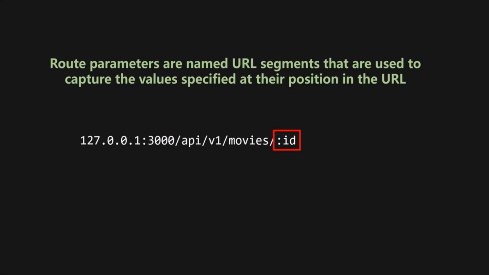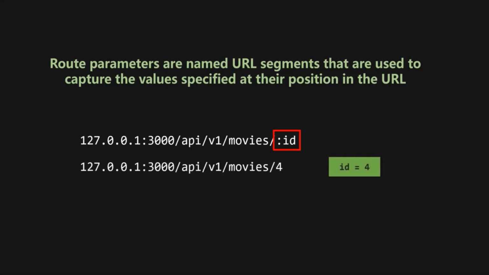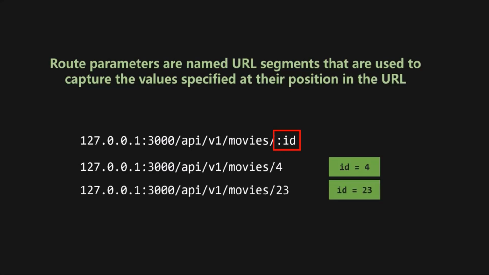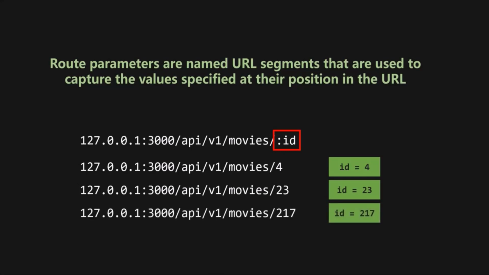For example, we can type this URL something like this. Here if you see, the value of ID is 4. In the same way, in this example, the value of ID is 23. And in this example, the value of ID is 217. So a route parameter is basically a named URL segment that is used to capture the value specified at its position in the URL. In place of this ID, we need to specify a value, and that value will be captured and used by the Express app.